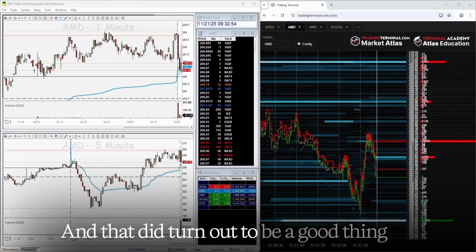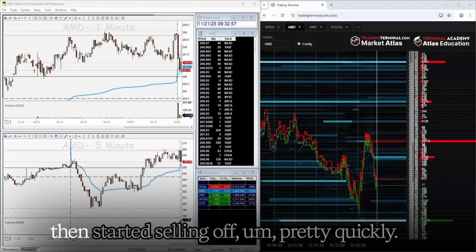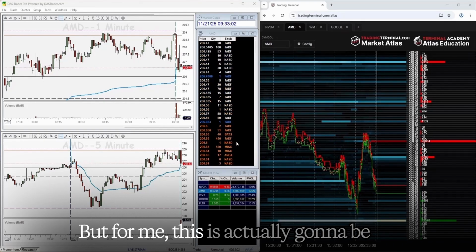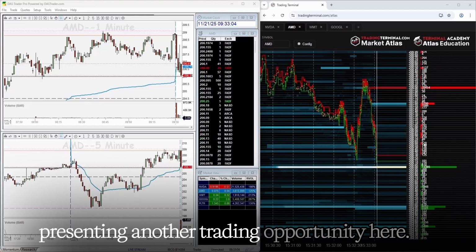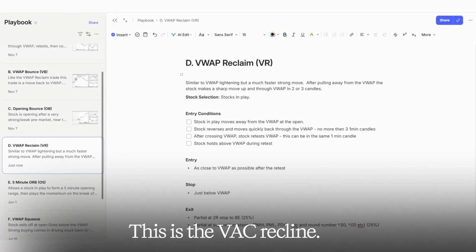And that did turn out to be a good thing because you see, well, it did go up. It actually then started selling off pretty quickly. But for me, this is actually going to be presenting another trading opportunity here. This is the VWAP Reclaim.